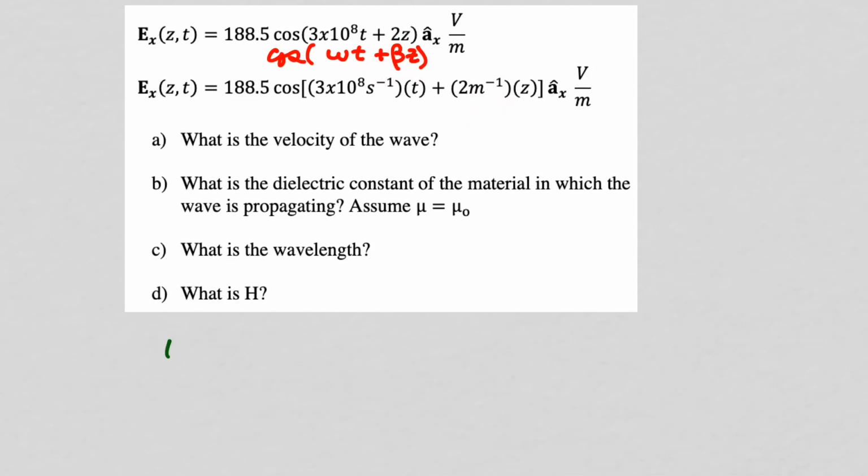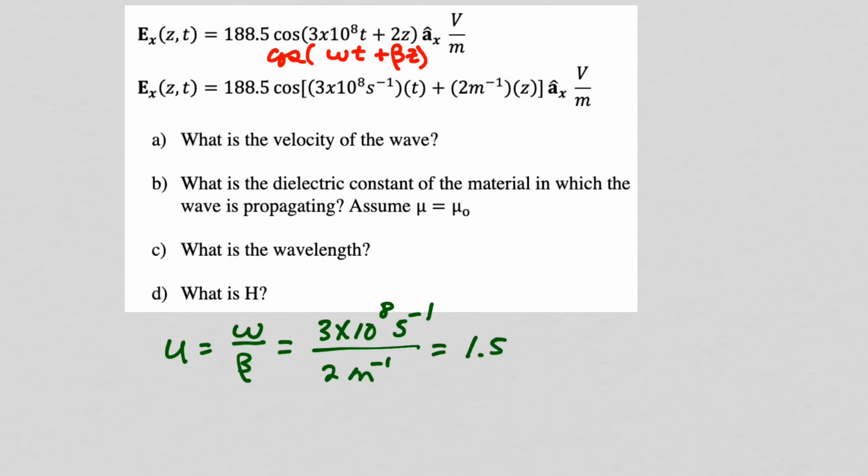We know the velocity of our wave is omega over beta. We've already identified omega as 3 times 10 to the 8th inverse seconds, and beta, our wave number, as 2 inverse meters. So our velocity is 1.5 times 10 to the 8th meters per second.